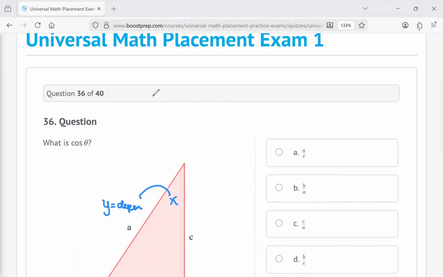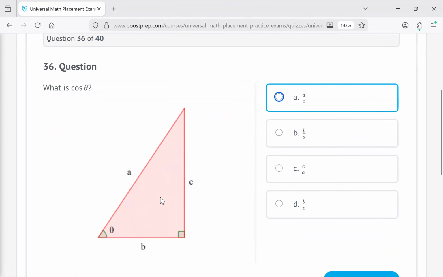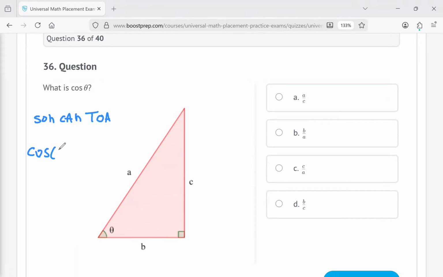Okay, 36. Here we have a right triangle and we've got to find cosine theta. I know it's a right triangle because it has that box symbol. You can use the SOHCAHTOA thing. Cosine theta is adjacent over hypotenuse. Here's theta. The adjacent side is B. The hypotenuse is A. So it's B over A. Yeah, letter B.